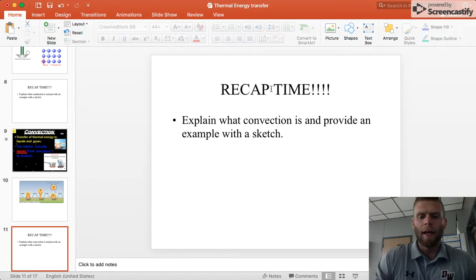Recap time. Explain what convection is. So now give me an example of what that is, along with an explanation of what it is. Please include a sketch just like you did for conduction.